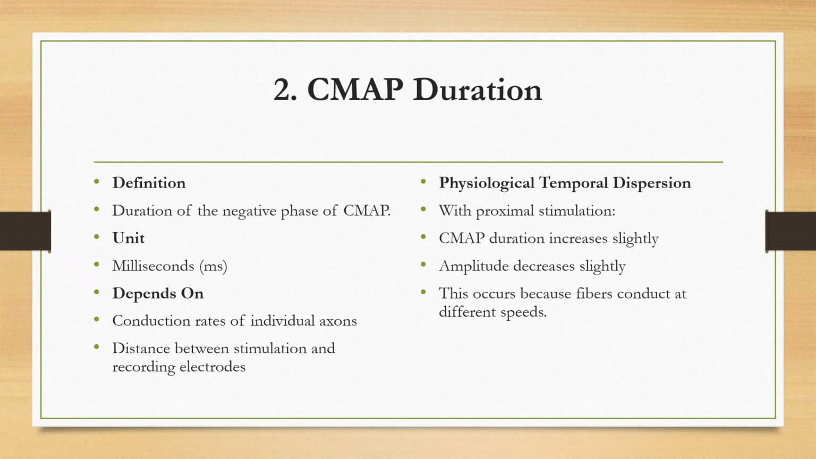CMAP duration. It is defined as duration for which the negative phase of CMAP will last. It is measured in milliseconds. It depends upon conduction rate of individual axons and distance between stimulation and the recording site. The physiological temporal dispersion happens because of this. So, with proximal stimulation, the CMAP duration increases and amplitude decreases. This occurs because fibers conduct at different speeds.